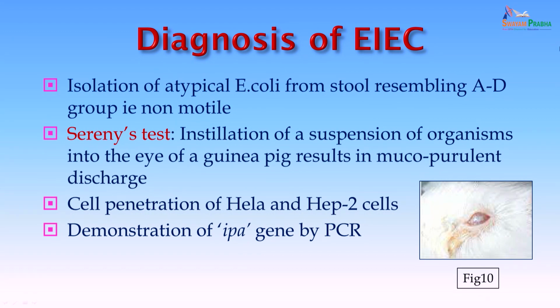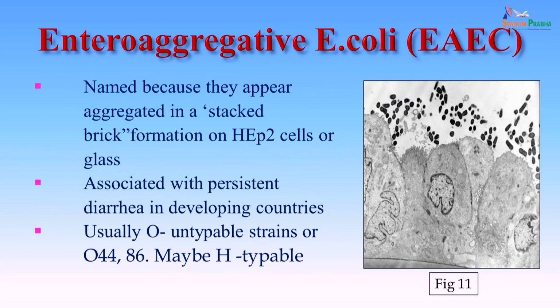Now, these tests are not commonly done now because many animal experiments have now been prohibited. Cell penetration of HeLa and Hep-2 cells is now generally used for diagnosis of enteroinvasive E. coli, or you can do a demonstration of the ipa gene by PCR.